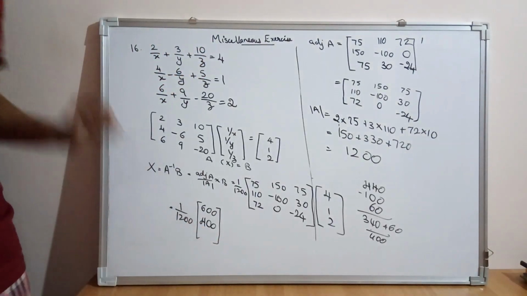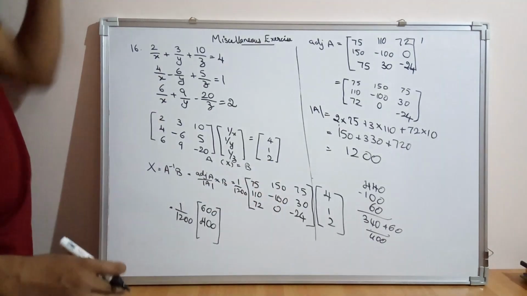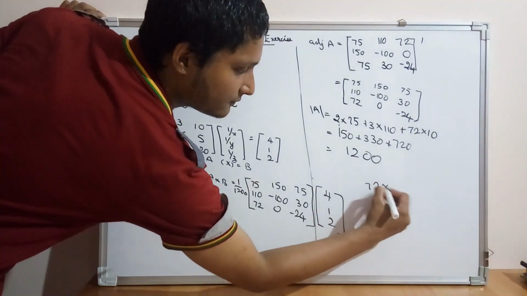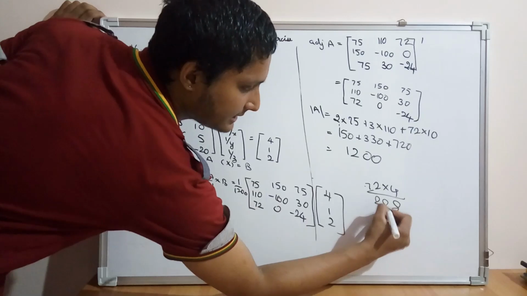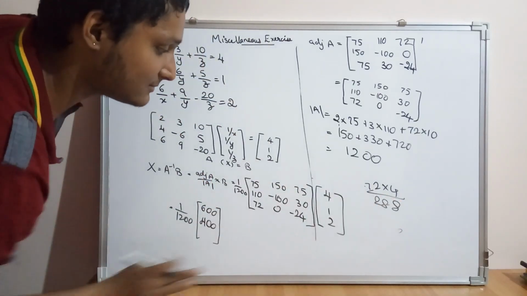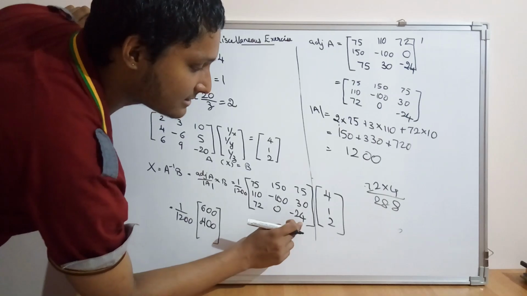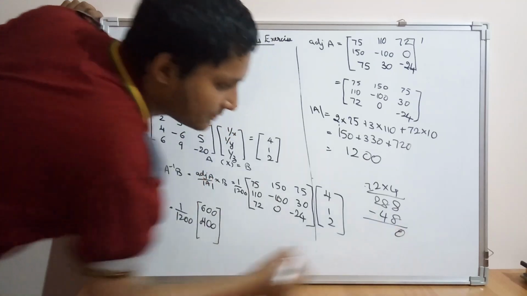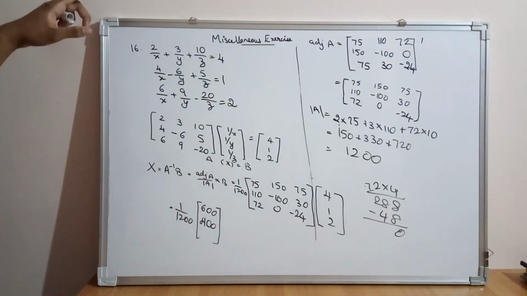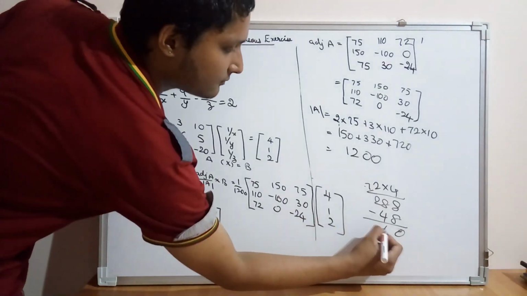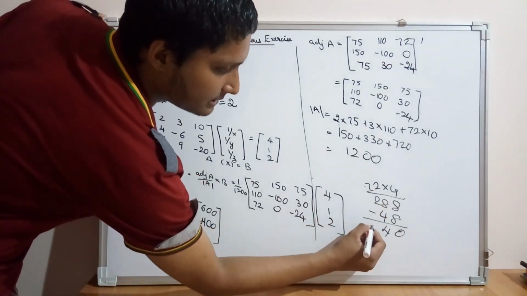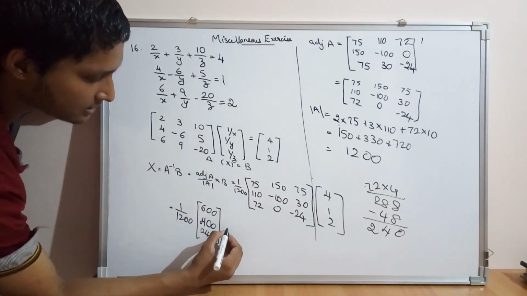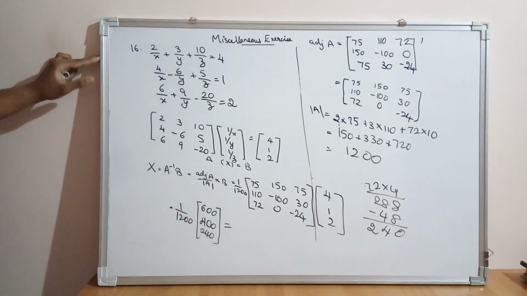Then what about the last part? 72 into 4. Oh, so many numbers. 72 into 4 is 288. There's a 0, one nice number 0 came. Then we have minus 24 into 2, that is minus 48. So you get a 0 here. Then we have 8 minus 4 is 4, then here it is 2. Got 240 here. So we'll see what is going to be the remaining things.